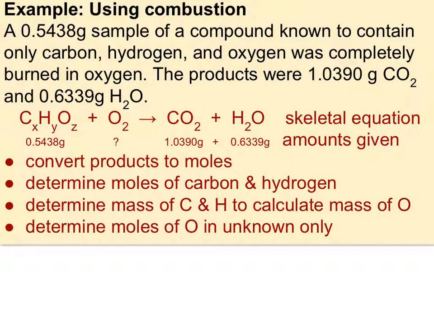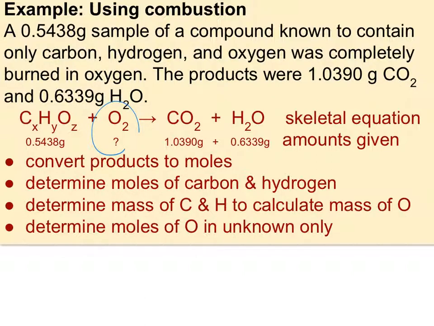Well, I wrote a skeletal equation for what we have here. We have some kind of CHO compound weighing 0.5438 grams. It's going to combine with an unknown amount of oxygen. So we're adding oxygen in, so at the end here, the oxygen on this side is going to be coming from 2 sources, so that makes things a little trickier. And we're going to end up with CO2 and H2O, and we know how much each one weighed. So we have the skeletal equation, and we have the amounts given to us in the problem. So how can we get there?